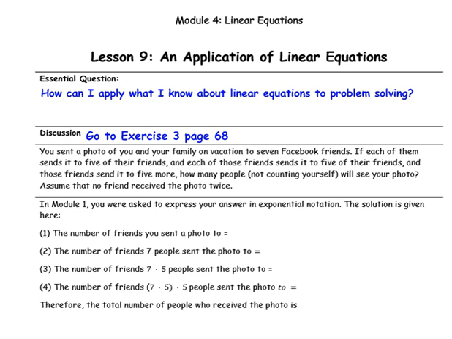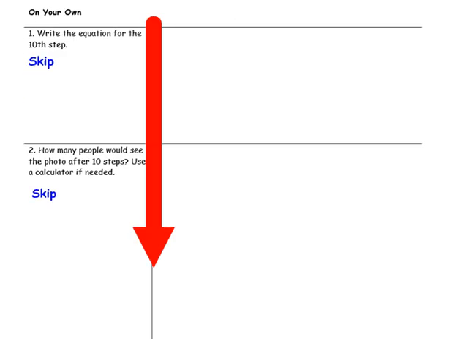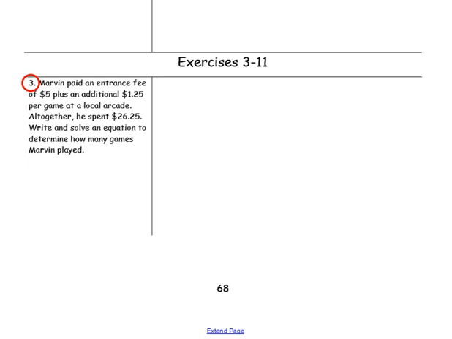We're going to go to exercise 3 on page 68. Marvin paid an entrance fee of $5 plus an additional $1.25 per game at a local arcade. Altogether, he spent $26.25. Write and solve an equation to determine how many games Marvin played. If you feel confident in writing and solving this equation, pause the video and then resume it after you have completed the problem.